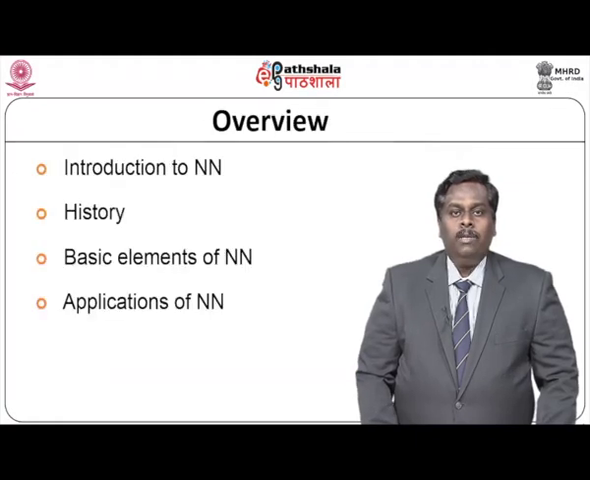The overview of this particular module is like this. First, let us understand what a neural network is by means of a simple introduction, followed by the history of neural networks, how neural networks were created and evolved over a period of time, followed by models highlighting the basic elements of neural networks, followed by applications of neural networks.